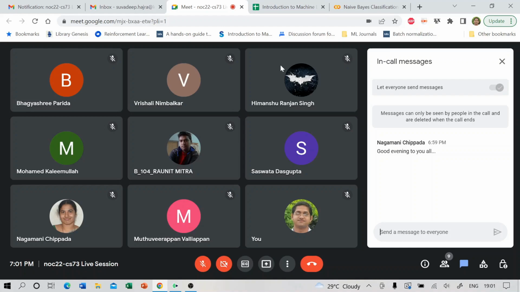Myself, Subhadeep. I'm a PhD student at IIT Kharagpur, and today in this session we will see how we can use Sklearn for performing naive Bayes classification.